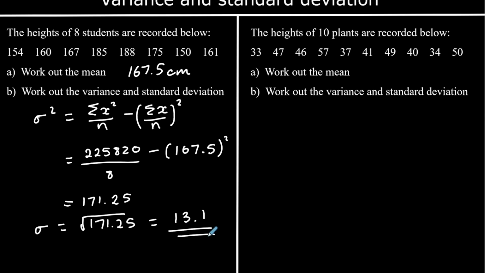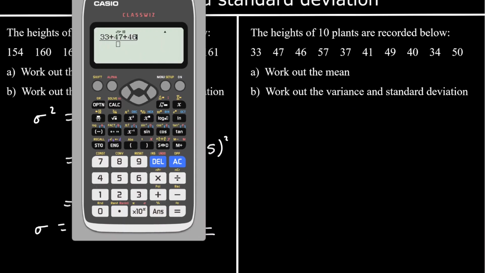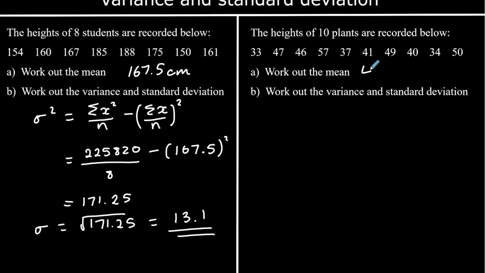A question for you to try. See if you can work that one out. So for the mean, we're going to add them all up and divide by how many. And we get 43.4. So the mean is 43.4, probably centimeters again.